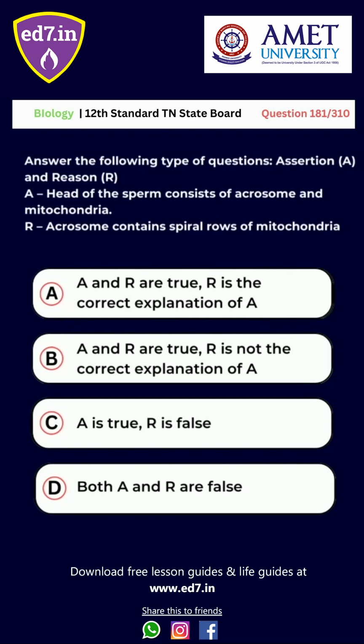Question number 181. Assertion: head of the sperm consists of acrosome and mitochondria. Reason: acrosome contains spiral rows of mitochondria. Option A. A and R are true. R is the correct explanation of A. Option B. A and R are true. R is not the correct explanation of A. Option C. A is true. R is false. Option D. Both A and R are false. The answer is option D. Both A and R are false.